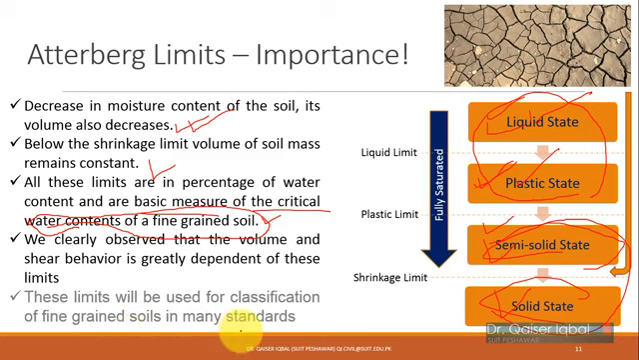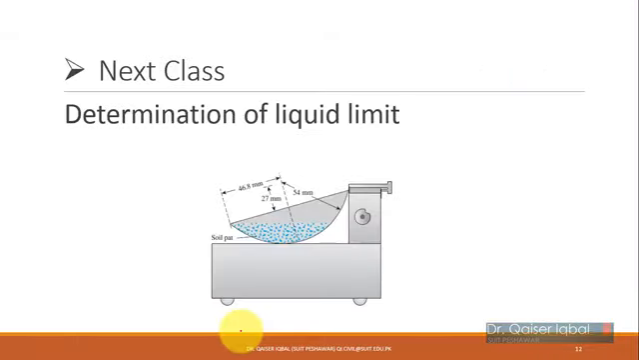Okay, so these limits will be used for classification later on for fine grain soil. They are used by various standards like the Unified Soil Classification System, AASHTO, etc. They have used these limits to classify, to put the soil in different types and different groups based on these limits. So these are very important to know if you are going to do a classification of the soil at a particular site.